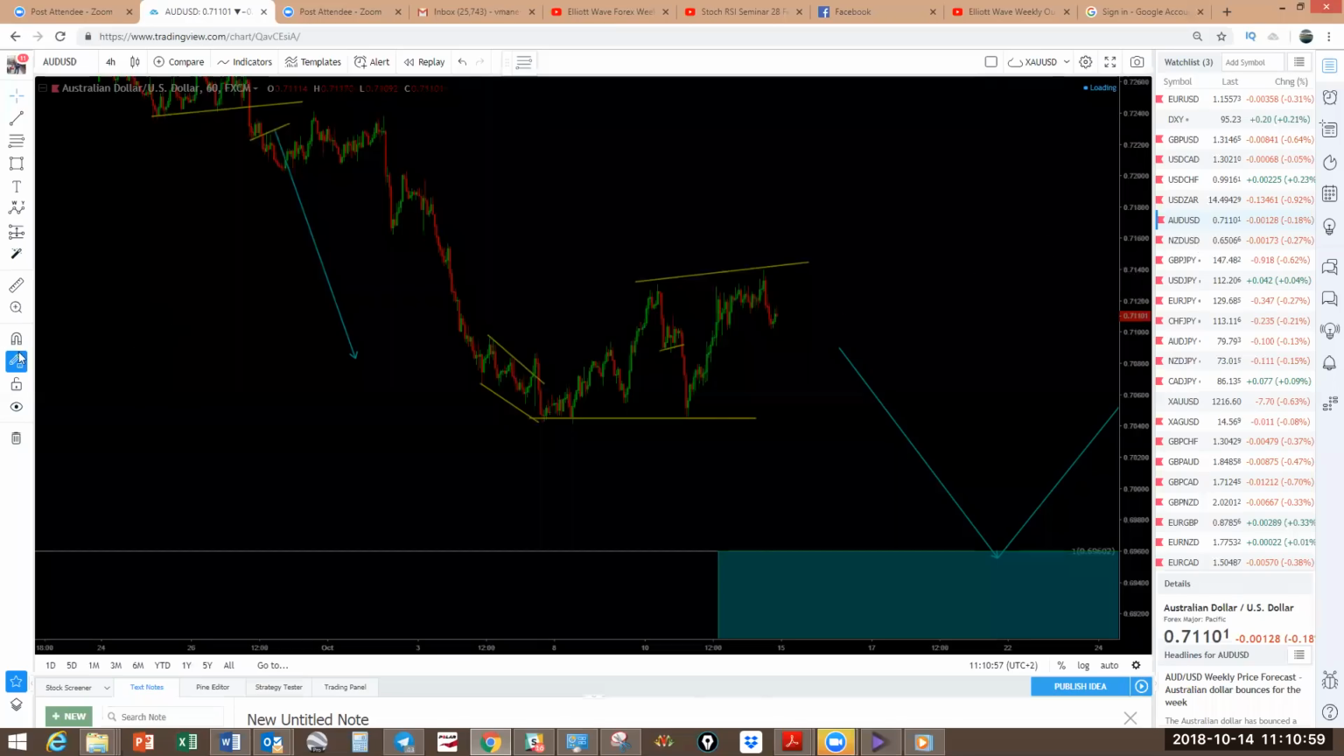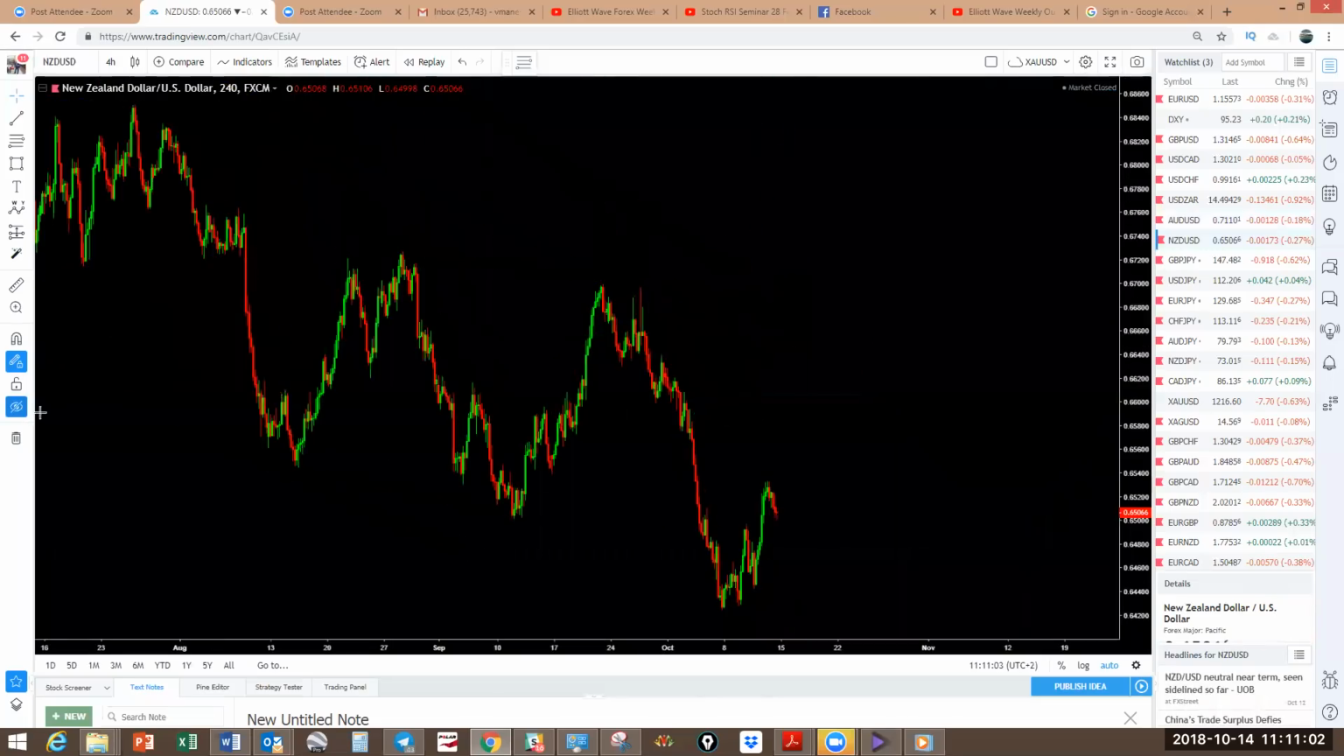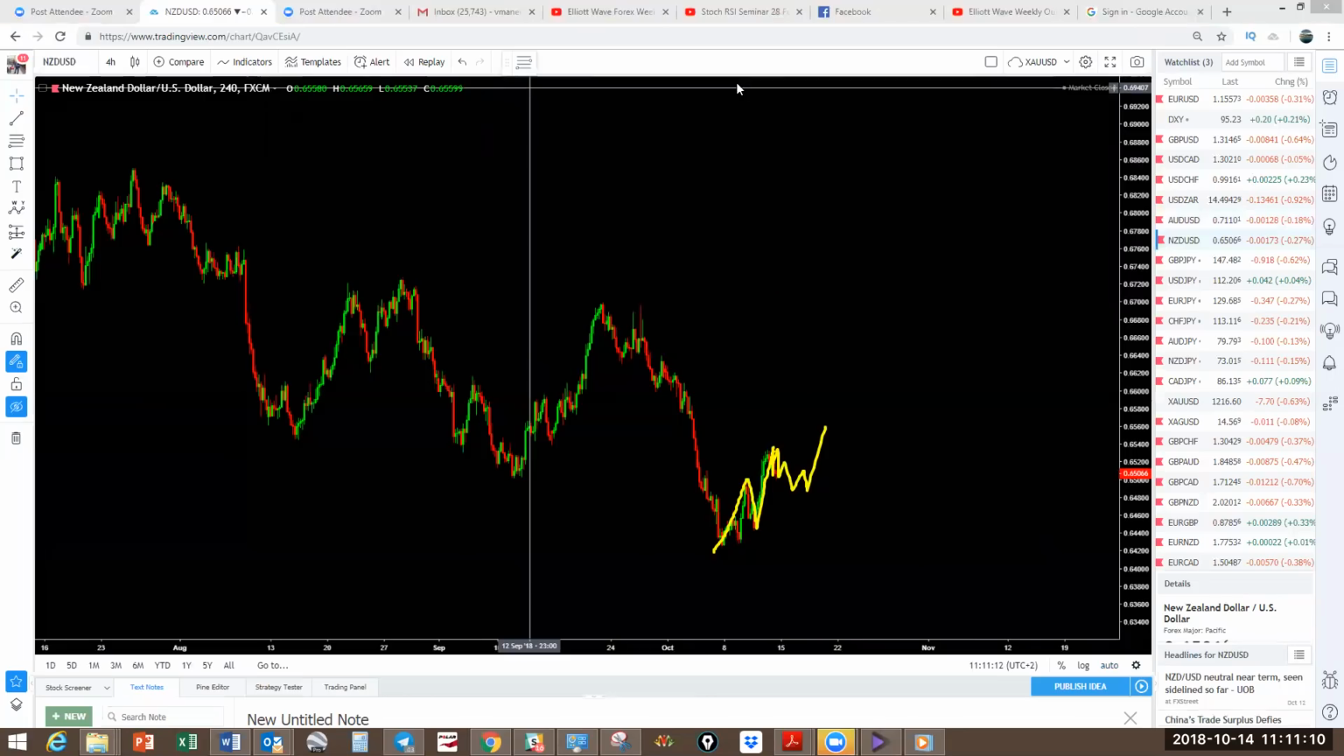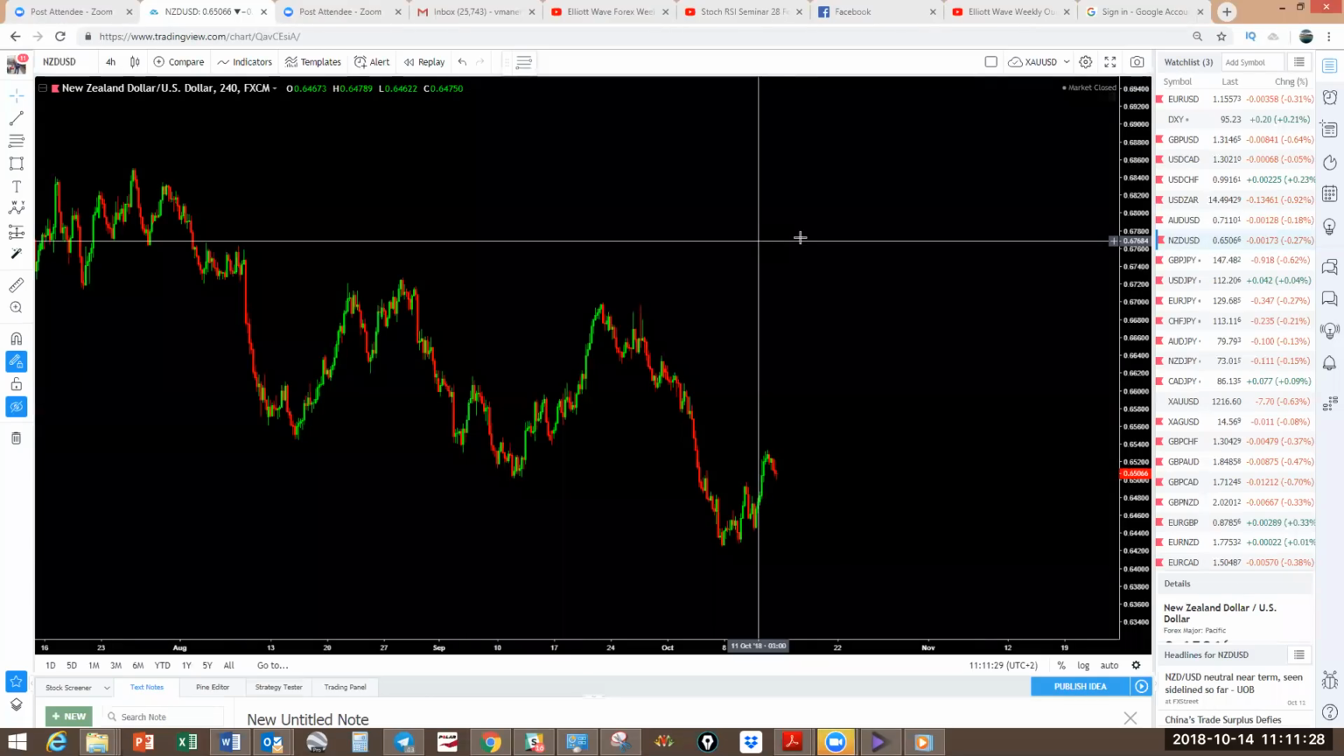New Zealand has also made a 3-wave correction. 1, 2, 3. Either this will correct and push up higher for a double correction, but I'm looking at this to come down if Aussie is going to come down. So if Aussie is going to come down, this will also correct here, and we're going to go further down. So the bearish move on New Zealand is still incomplete as well. We're still looking for one more down on New Zealand before we get that reversal. Okay, so that's New Zealand US dollar.